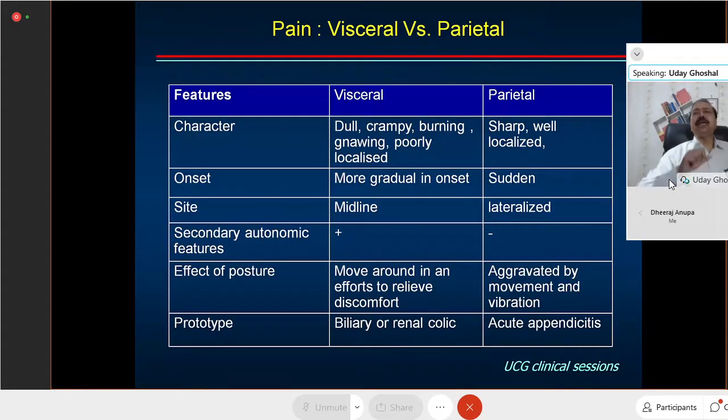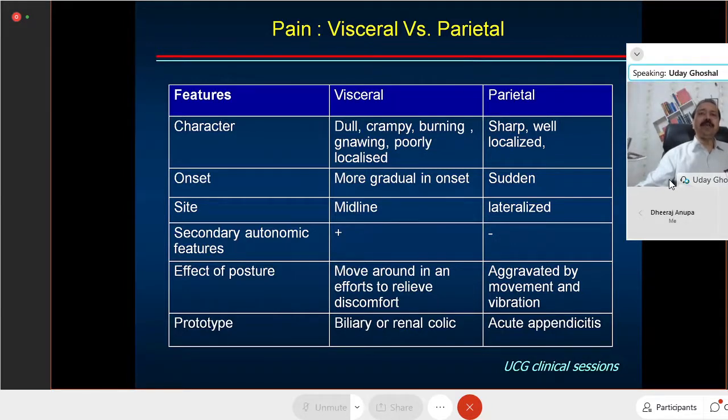Now, visceral and parietal pain, what are the differences? And this is typically what we ask at the bedside. Visceral pain is dull, crampy, burning, gnawing, poorly localized. Parietal pain is sharp and well localized. Onset is more gradual with visceral pain, sudden with parietal pain. Midline site in visceral pain, whereas lateralized in parietal pain. Secondary autonomic features, as I mentioned to you, are features of visceral pain, but not so much with parietal pain. Effect of posture.